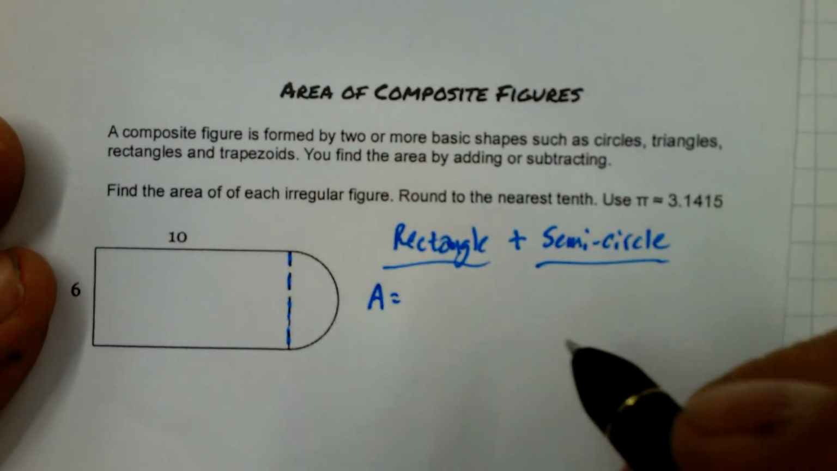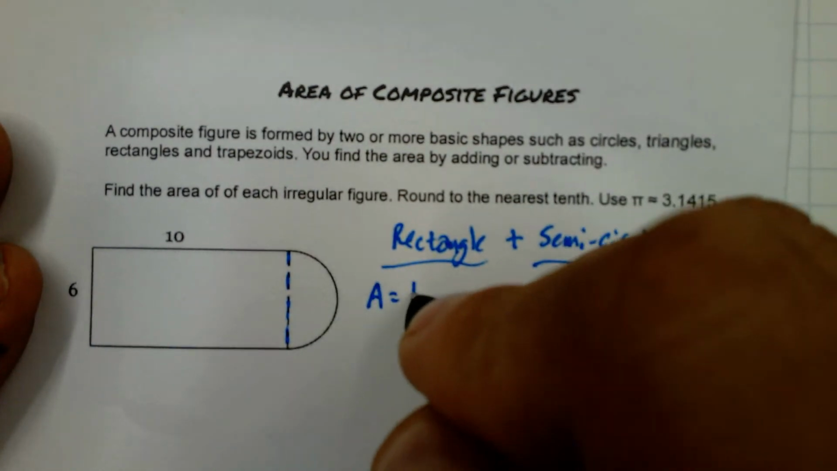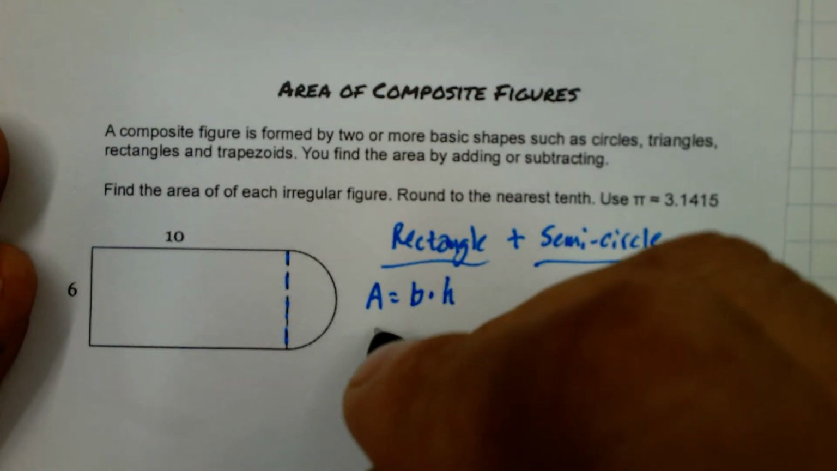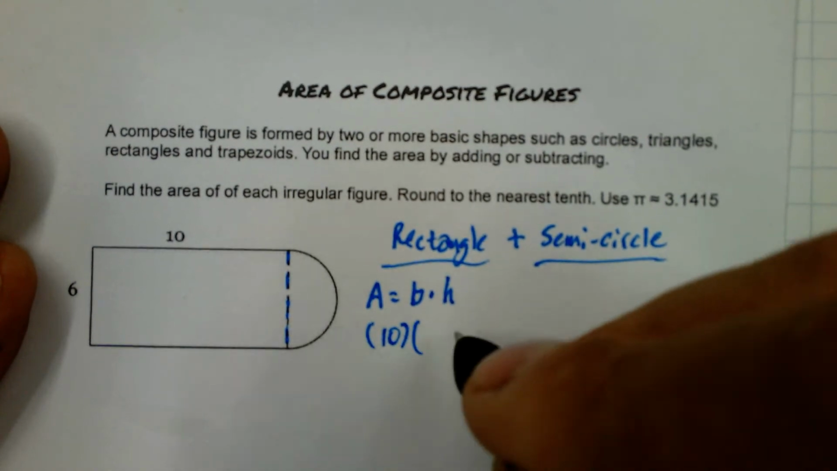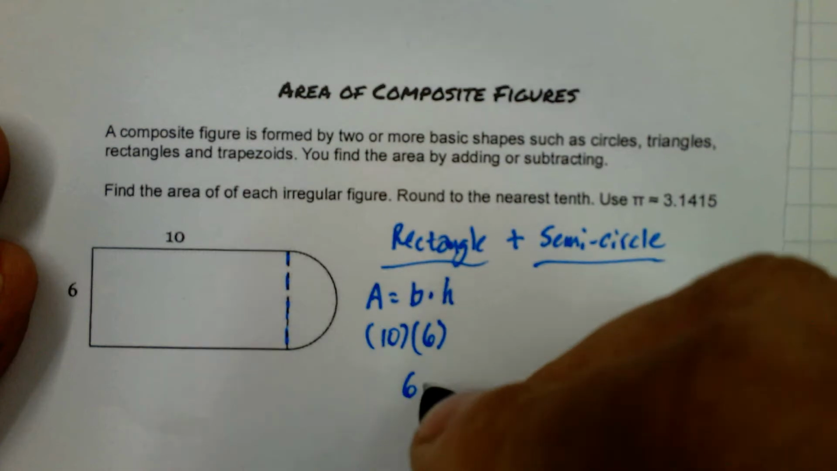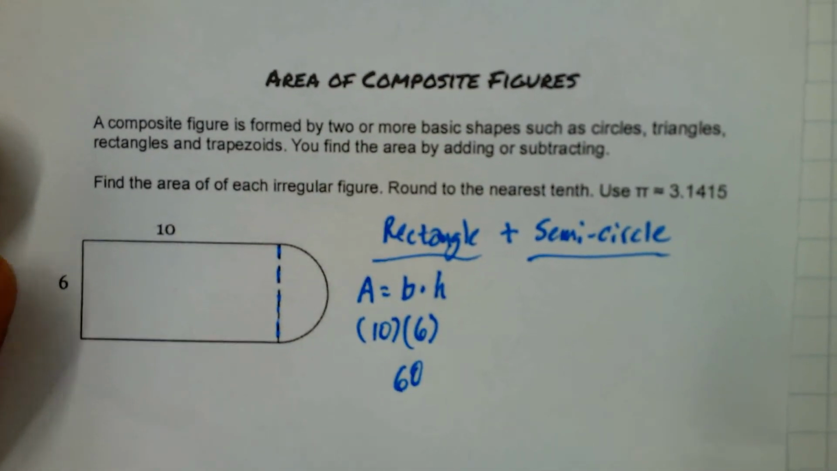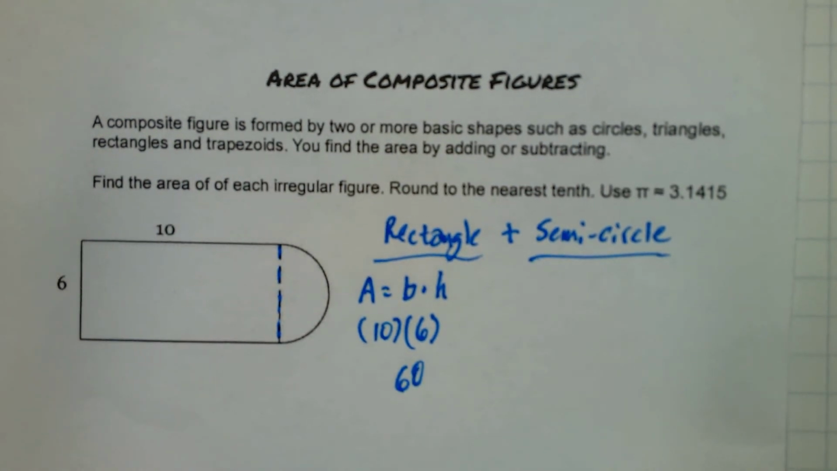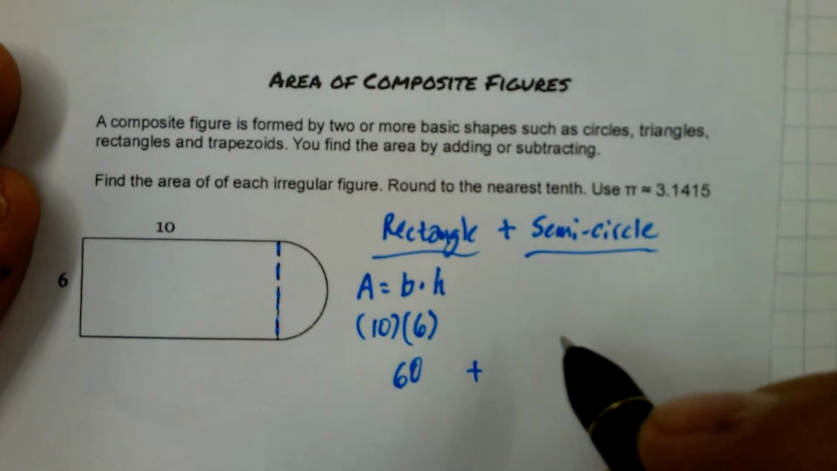of the rectangle, which is, anyone remember? Base times height. Okay. So the area is going to be the base, let's say 10, times the height, which is 6. We end up with 60 square units, whatever those may be, square inches, square yards. So to that, we're going to add the area of a semicircle.